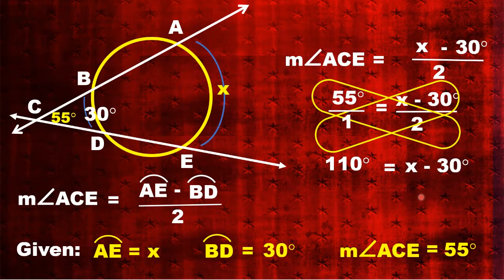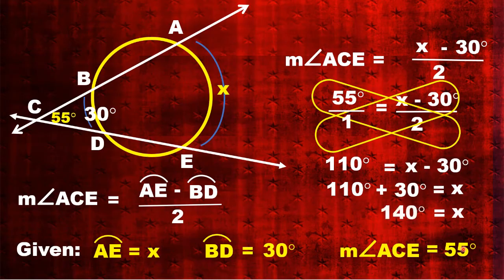Now, to solve for X, by addition property, we have to add positive 30 on both sides of the equation. Or, ililipat natin yung negative 30 sa kaliwa, itatranspose natin, and negative 30 will become positive 30. We now have X is equal to 110 plus 30, which is equal to 140 degrees. Therefore, the larger intercepted arc, AE, is equal to 140 degrees.